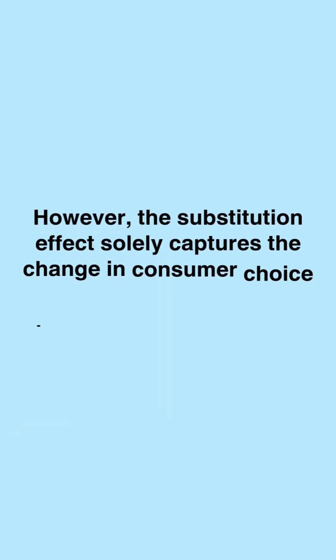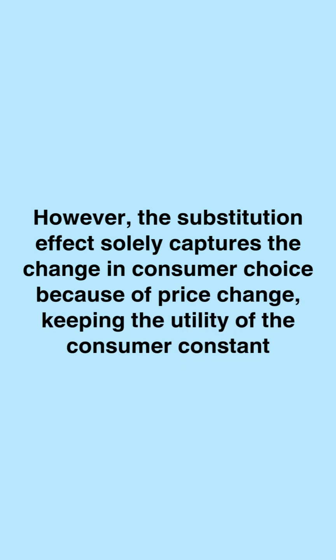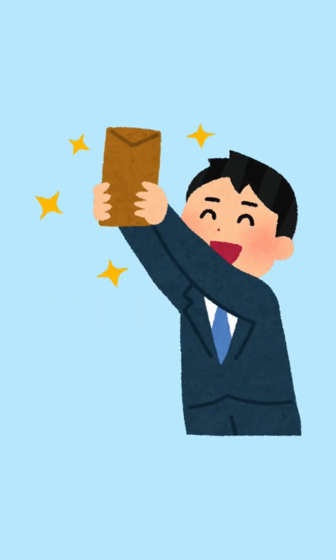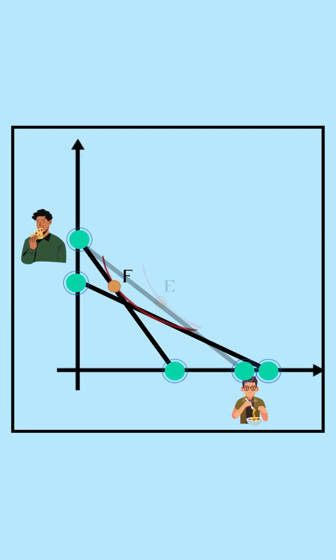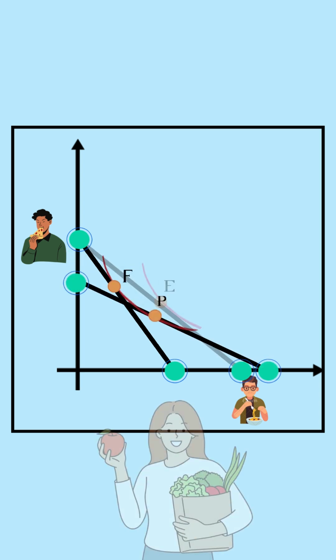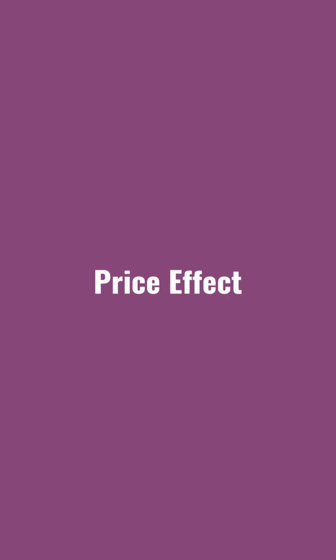However, the substitution effect solely captures the change in consumer choice because of price change, keeping utility of the consumer constant. As a result, money income of the consumer is reduced so that the real income, that is real satisfaction and purchasing capacity of the consumer, remains the same, which can be seen as the equilibrium moves along the curve, from point F to point P. In conclusion, the substitution effect is an important economic concept that helps us understand how consumers respond to changes in prices. By substituting more affordable goods, consumers can adjust their consumption patterns to maximize their satisfaction.